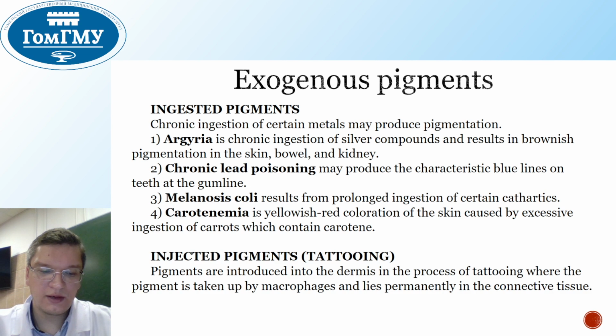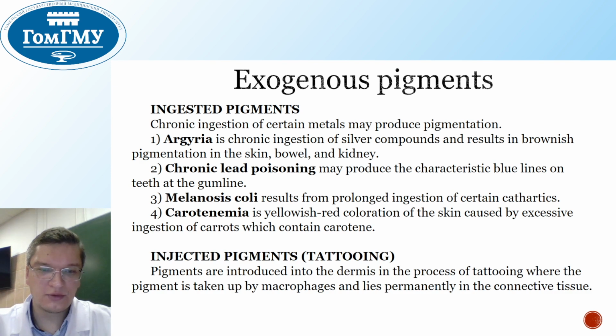Chronic lead poisoning, which may produce the characteristic blue lines on teeth and gum line. Melanosis coli results from prolonged ingestion of certain cathartics. And carotenemia. It's a yellowish-red coloration in the skin caused by excessive ingestion of carrots, which contain carotene.